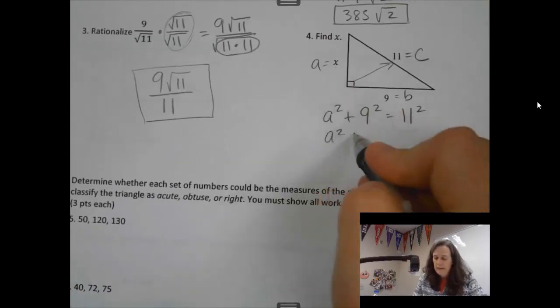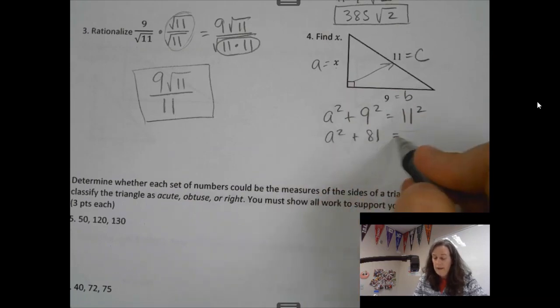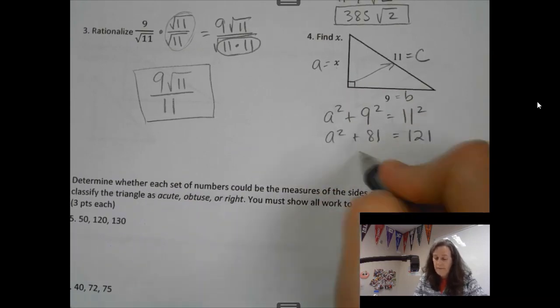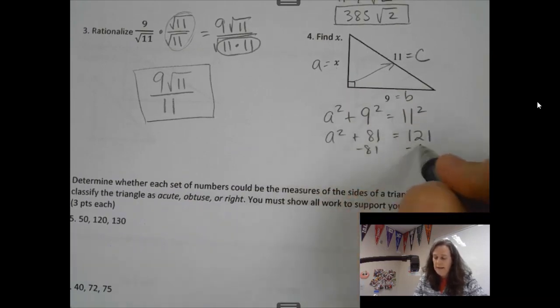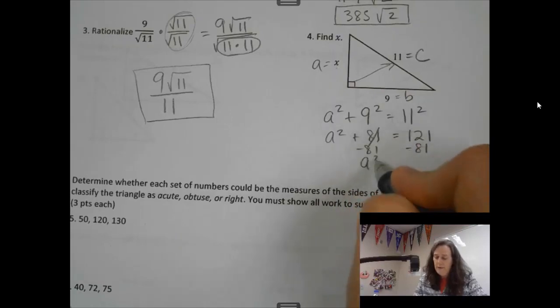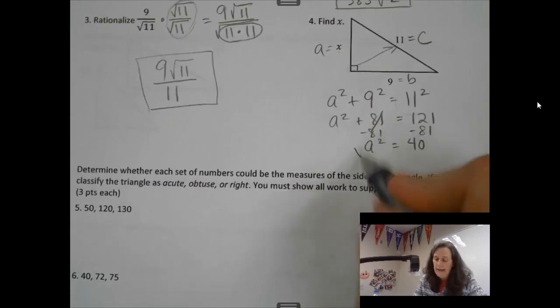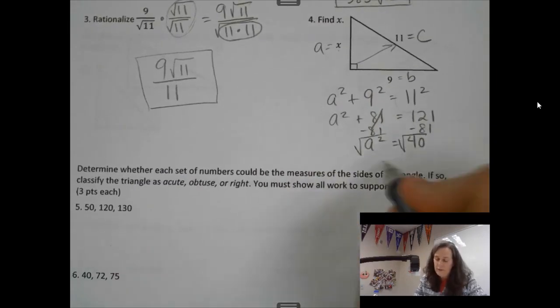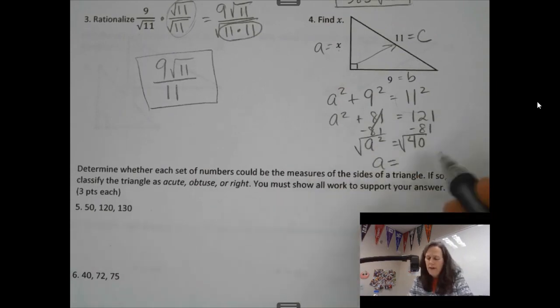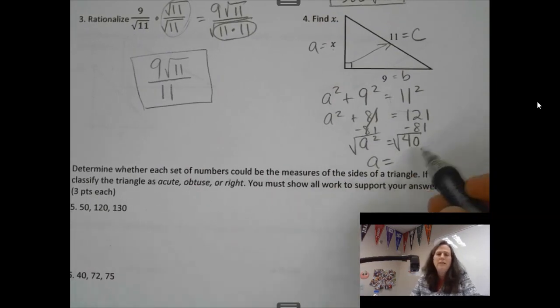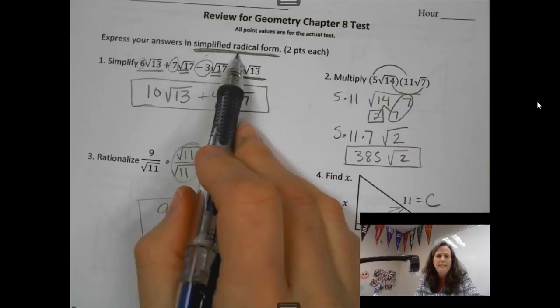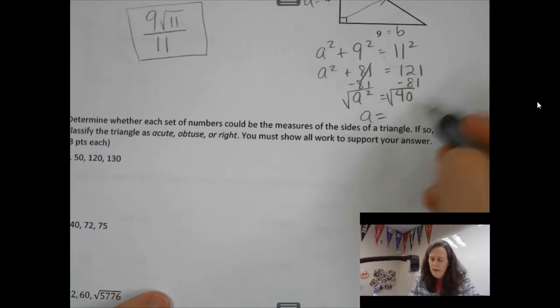So A squared plus 81 equals 121. Let's move that. A squared equals 40. And then we don't want A squared. We want to know what A is. So take that square root, and A equals, okay, the square root of 40. Now remember, this is in the section where we have to write it in simplified radical form. So don't go for a decimal on this one.